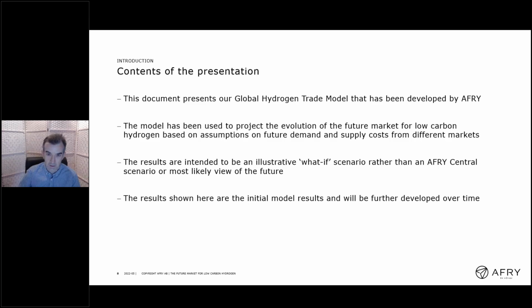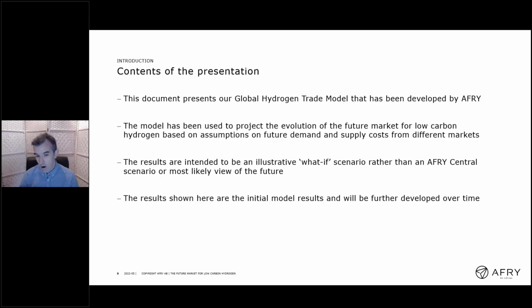It doesn't take account necessarily of national policies or targets. It's a pure fundamentals model in its current form. The scenario that we're showing today is what we call a what-if scenario. We haven't calibrated it to AFRY central scenario that many of you will be familiar with from M&A and our market analysis work more widely. It's a what-if scenario that we've designed at the moment, and we'll be refining it further.